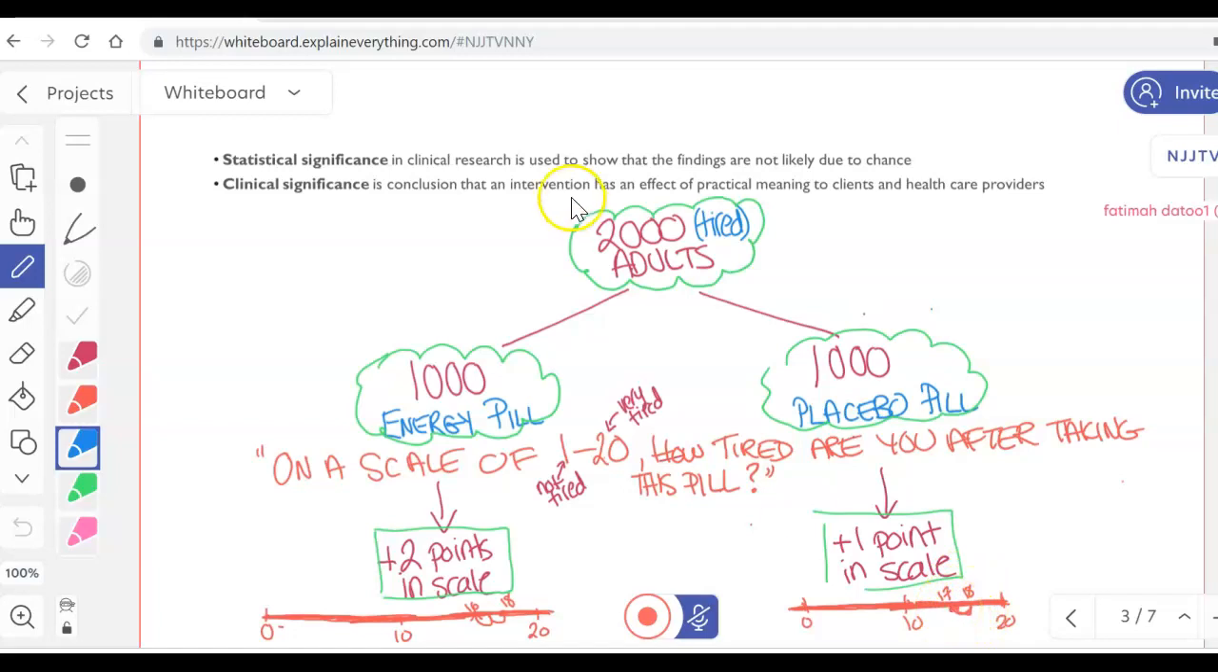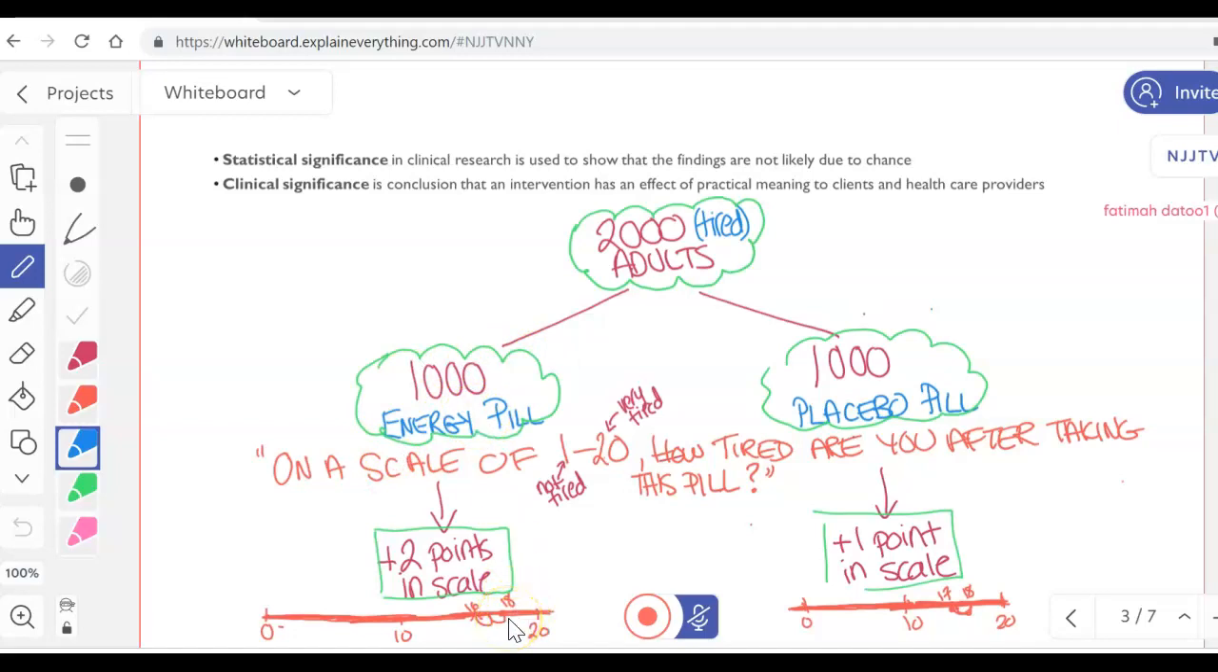Now, statistically significant basically means, did it work? Did the drug work? And here we see that it did work. Yes, from 18 they went down to 16. Clinical significance is, if I was a doctor, would I recommend this pill to all my patients? Think about that. If you're a doctor, would you recommend this energy pill, this one that I made, to your patients?